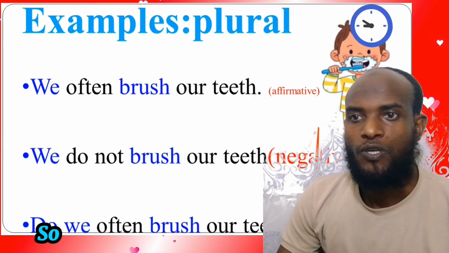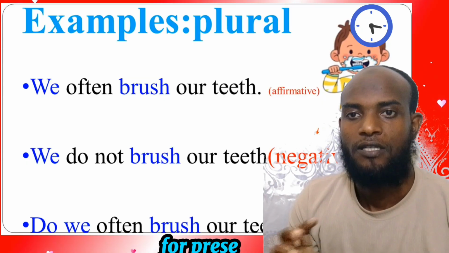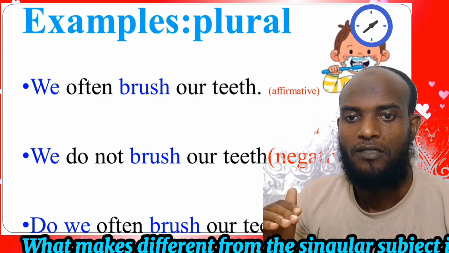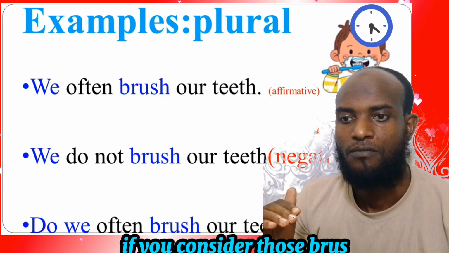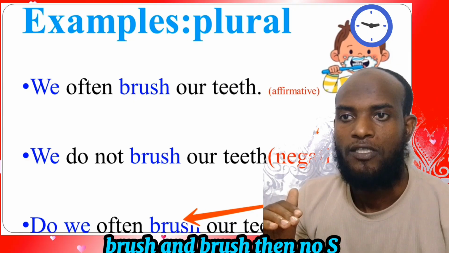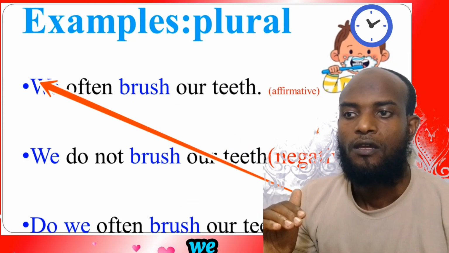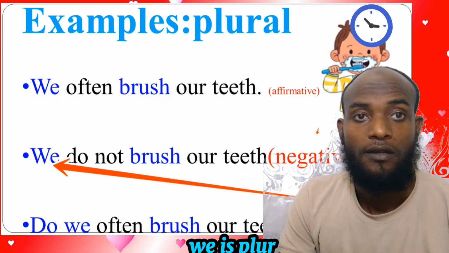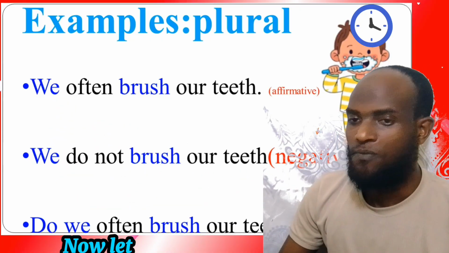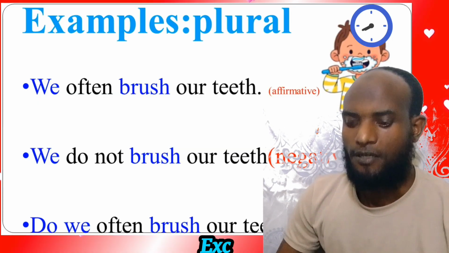So we are following the general grammatical structure for present simple. What makes it different from the singular subject is, if you consider those brush, brush, and brush, there is no s or es, because our subject we is plural. That's why. Excellent. Now let's move to the next concept, right?